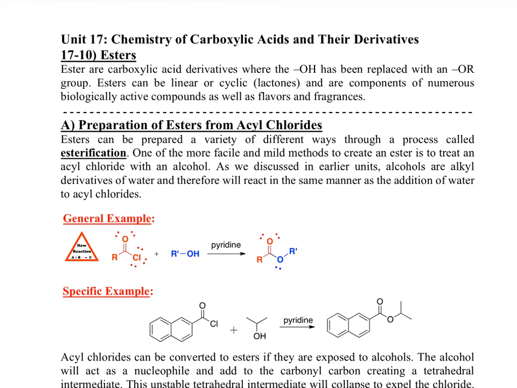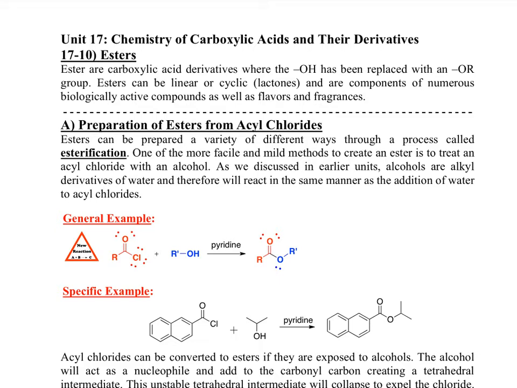Welcome to part 4 of Unit 17, where we're going to discuss esters. Esters are carboxylic acid derivatives where the OH has been replaced with OR. Esters can either come in linear or cyclic forms. If they're cyclic esters, they're called lactones. These compounds are extremely important in biologically active compounds as well as flavors and fragrances.